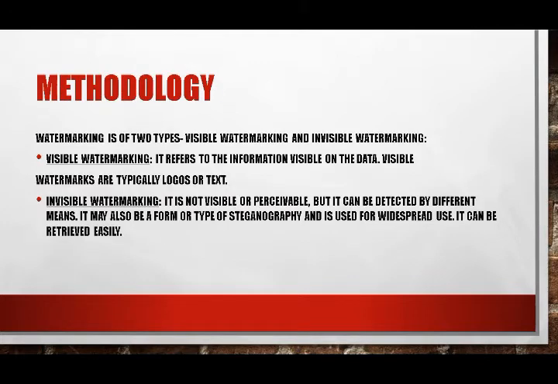So next, we go to the methodology of completing this project. We are using watermarking, which is one of two types: visible watermarking and invisible watermarking. Visible watermarking refers to information visible on the data. Visible watermarks are typically logos or tags, while invisible watermarking is not visible or perceivable, but it can be detected by different means. It may also be a form of steganography and is used for widespread use, and it can be retrieved easily.